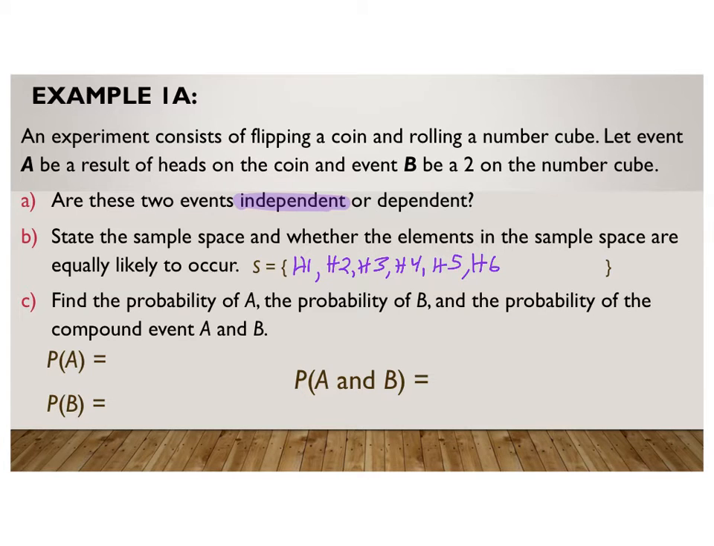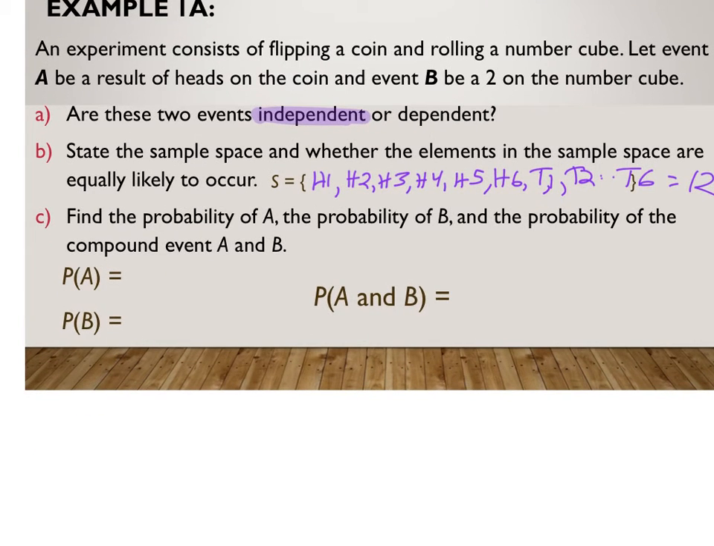Okay, 6 of those. But then I also have the probability of getting the tails first. So tails and a 1, tails and a 2, all the way down to a tails and a 6. So that gives me a total of 12 possible outcomes. All right, now find the probability of A, the probability of B, and the probability of the compound event A and B.